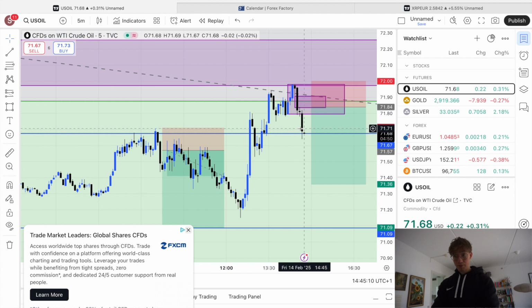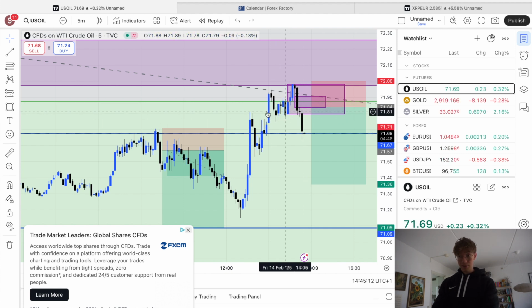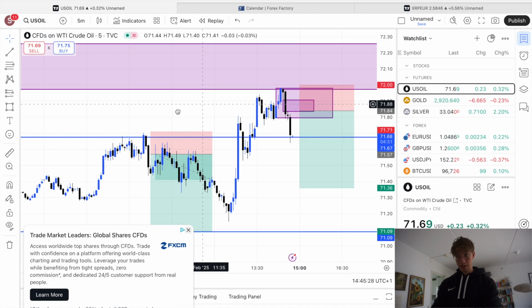Because now, oh, we closed beneath these lows, so we have a 5-minute break of structure. So if we come within this fair value gap and obviously this order block, I'm gonna delete this so we can see better.